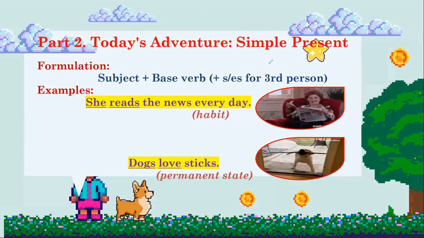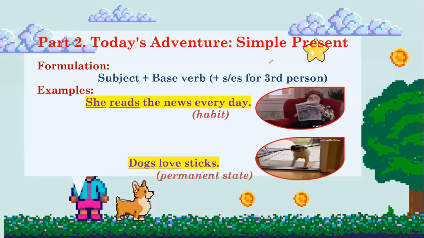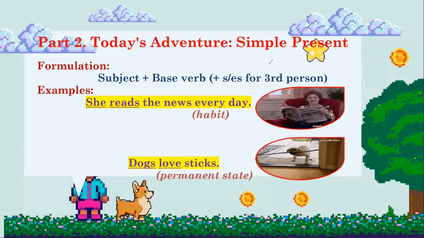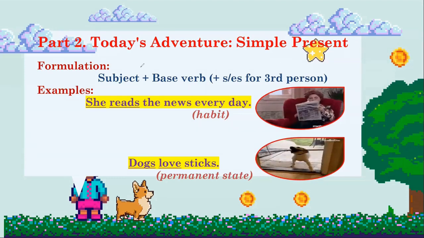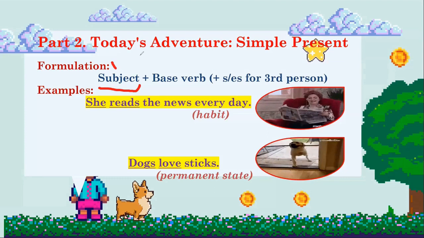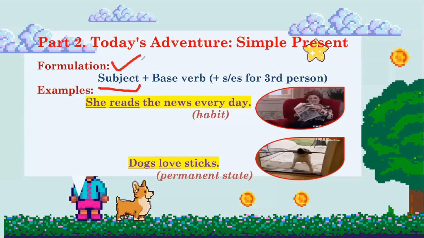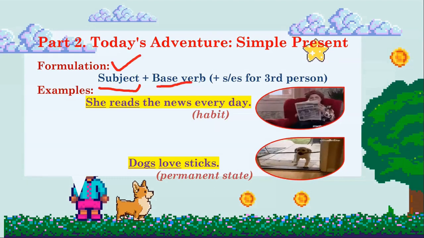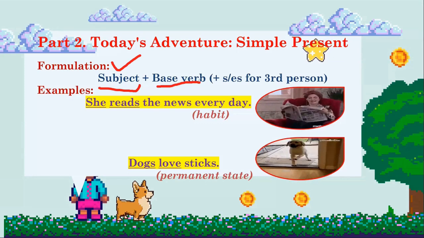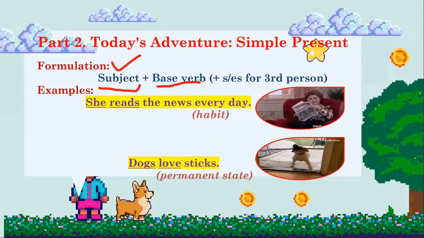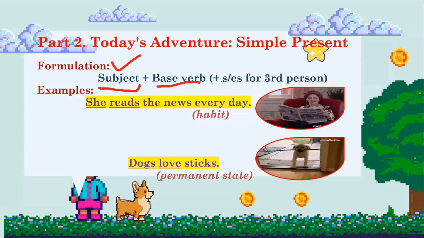So the formula for constructing a sentence in the present simple tense is pretty straightforward, and we will start with the subject here, followed by the base form of the verb here. And there is also a small change here. If the subject is a third person singular like he, she or it, we will add s or es at the end of the verb.